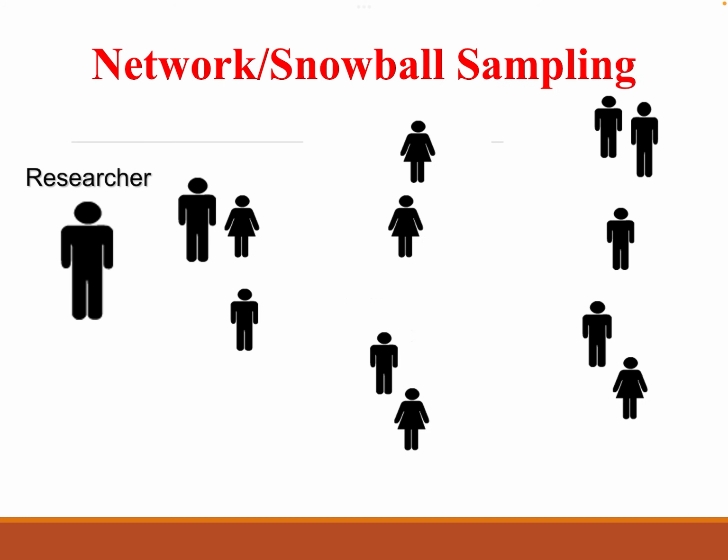A subtype or a subset of purposive sampling is network or snowball sampling. This method is used to identify people who are otherwise difficult to find among the population, for example, sex workers or HIV infected people. Usually they are people who are difficult to identify. So initially we identify one person and through that person we get connected to other such people. So this method is known as snowball sampling.